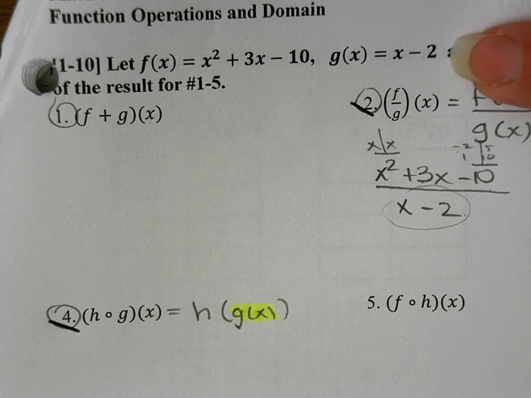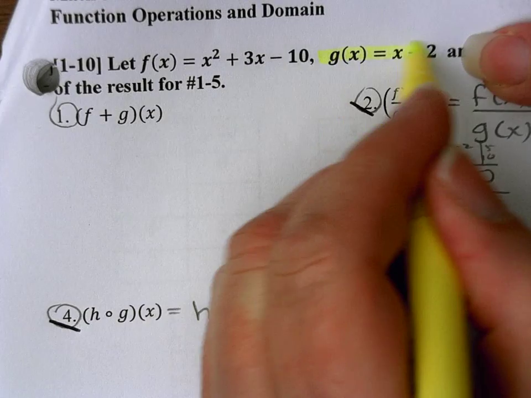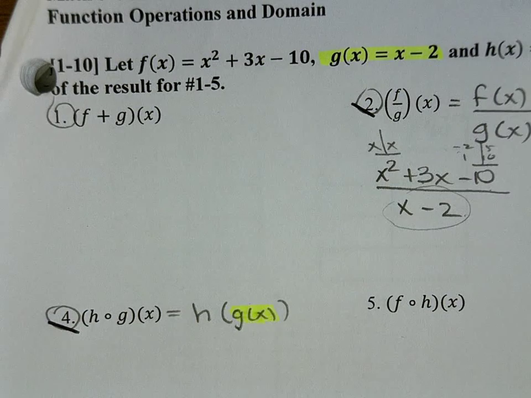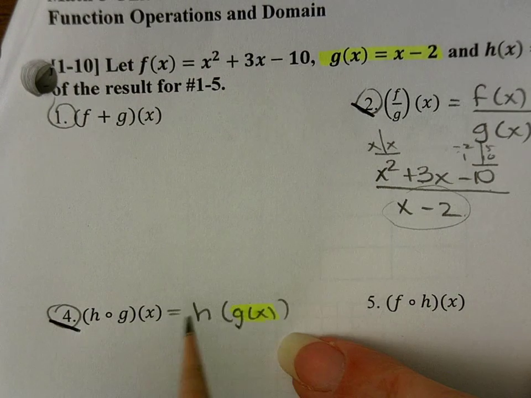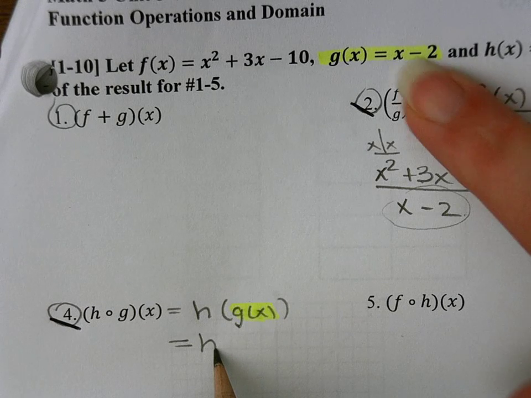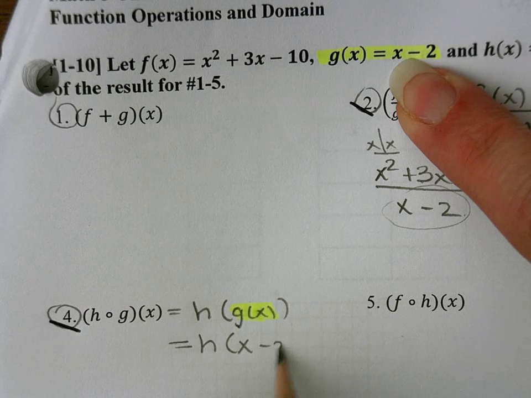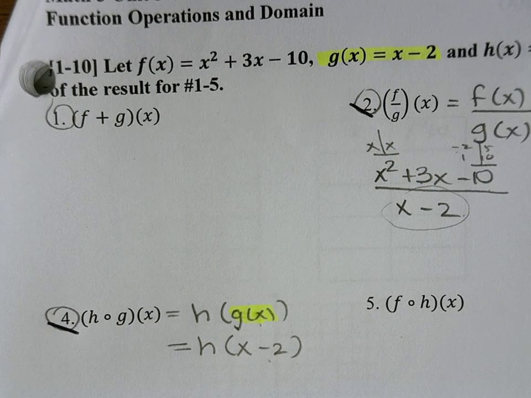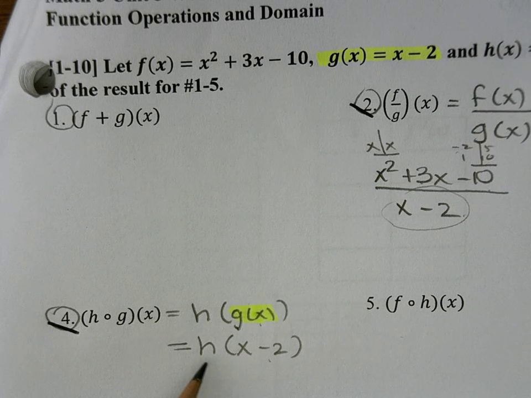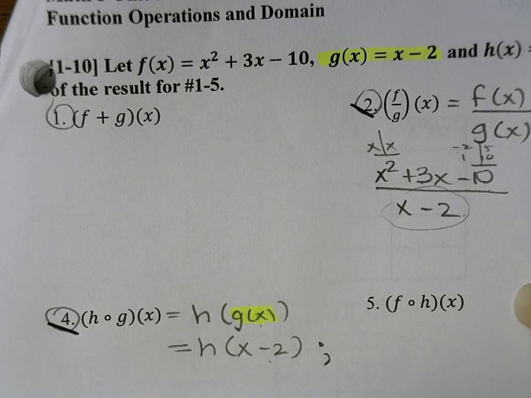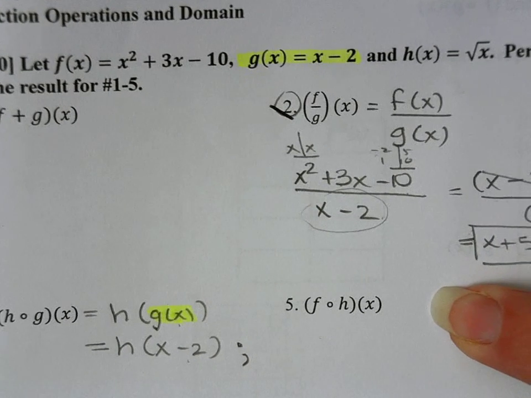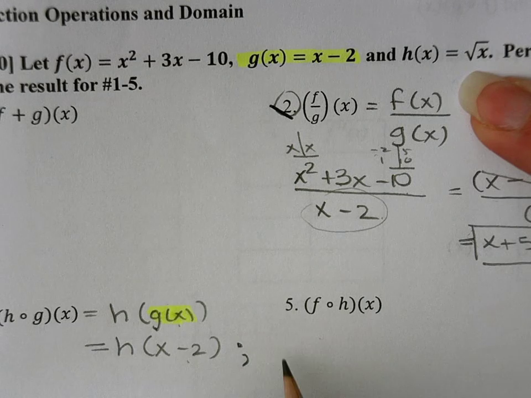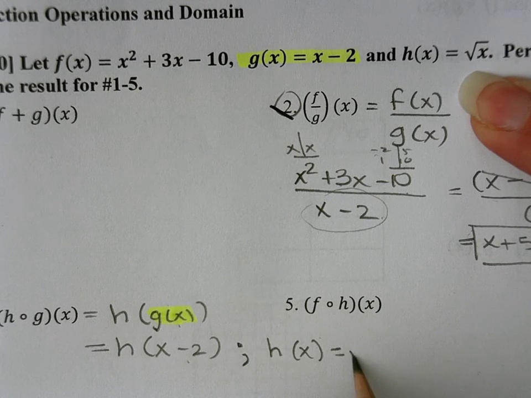If I look up here, g of x is equal to x minus 2. So I want to do a substitution for that. Instead of g of x, I'm going to rewrite that as x minus 2. So I replaced g of x with x minus 2. Now the next thing I want to do is look to see what h of x equals. I'm just going to write that next to it right here. I know h of x from the directions is the same as the square root of x.